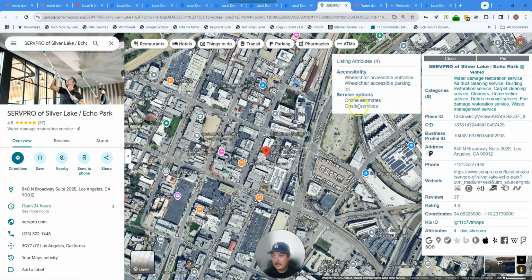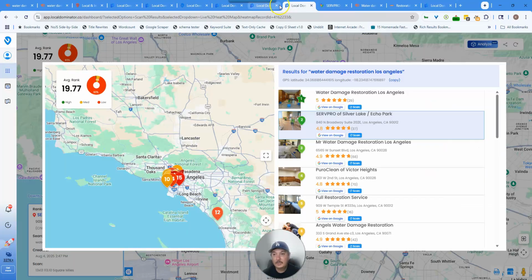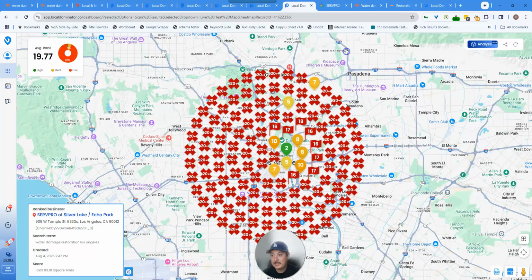Let's look at attributes. So this is the attributes that you probably should have on your GBP too. Again, you want to be able to match and then exceed what your competition is doing on here. Let's go ahead and get rid of that. There we go. So using Plepper and using Local Dominator is going to give you a lot of information on exactly what your competition is doing and what you need to do to meet and beat them in the local area that you are providing your services in, right?